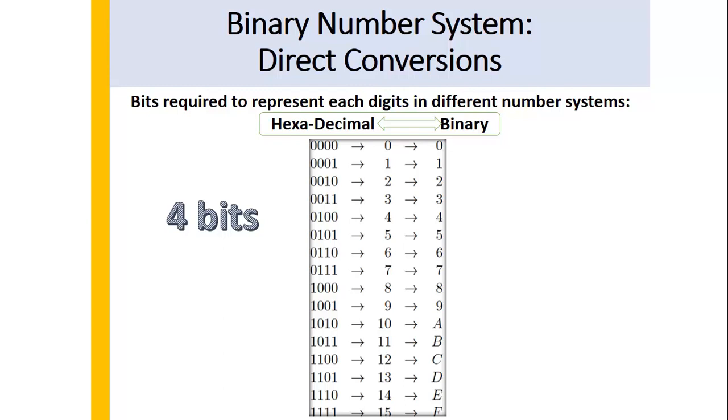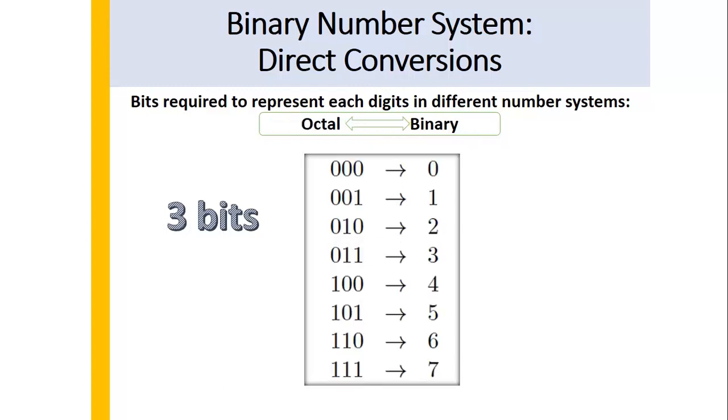Let's take an example of D. So D is 13 and it is represented by 1101. Similarly, for octal, you require three bits or 3 digits to represent an octal digit. So again, there are 8 possible combinations when we use binary numbers. Sorry, 3 bits.